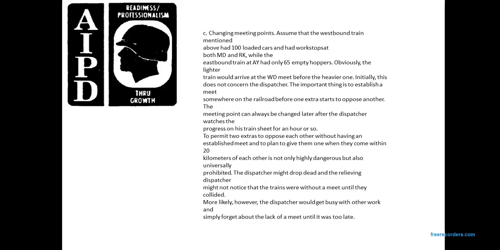The dispatcher watches the progress of the trains on the train sheets for an hour or so to permit two extras to oppose each other without having established a meeting plan. Allowing them to come within 20 kilometers of each other without a meeting is not only highly dangerous but also universally prohibited. The dispatcher might drop dead, and the relieving dispatcher may not receive the trains without meeting until they have complied. More likely, however, the dispatcher would be getting busy with other work and simply forget the lack of a meet until it was too late.